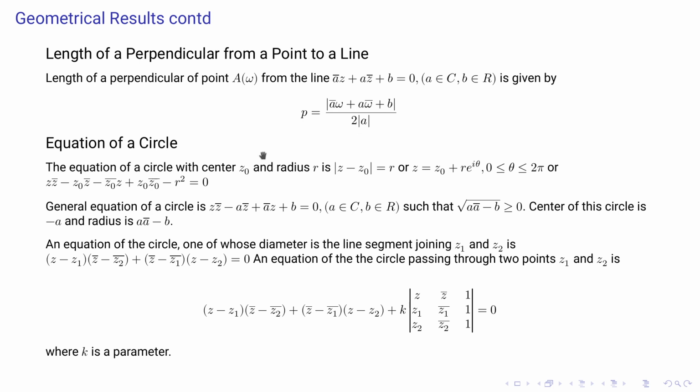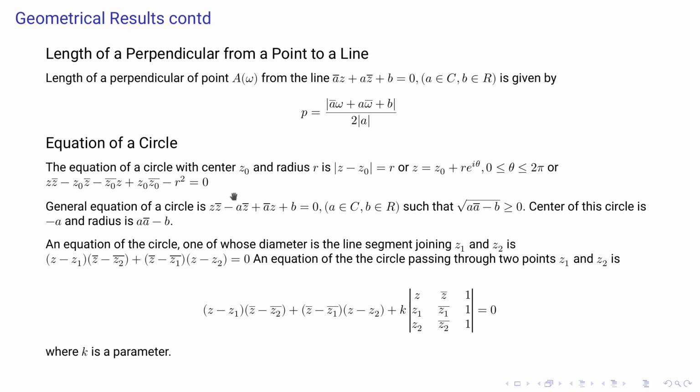The equation of a circle is given by mod of z minus z0 is equal to r, where r is the radius and z0 is the center, or z is equal to z0 plus r e to the power i theta, where theta is in the range of 0 to 2 pi. Now, if you square both sides, from our modulus formula, if you recall, it will be equal to z z bar minus z0 bar z minus z0 z bar plus z0 z0 bar minus r square is equal to 0.